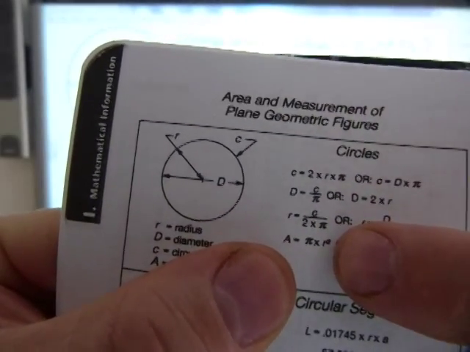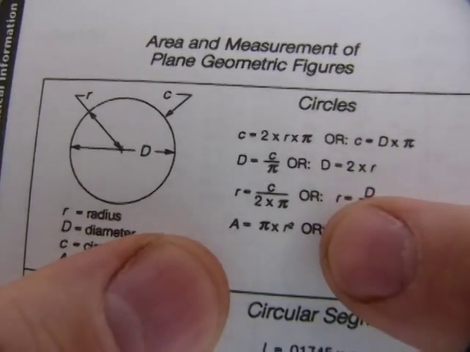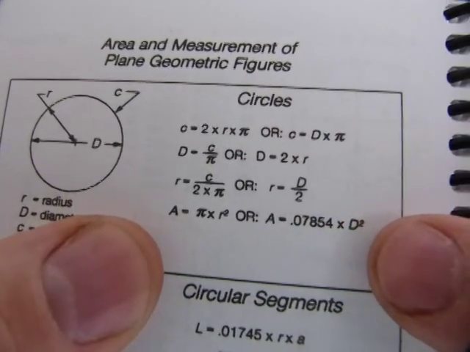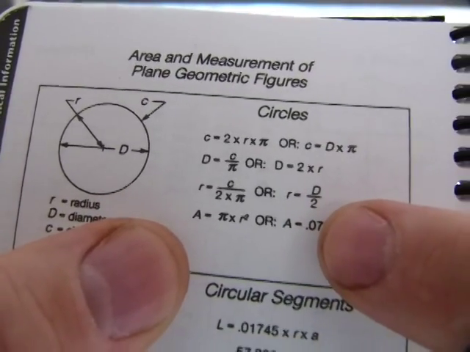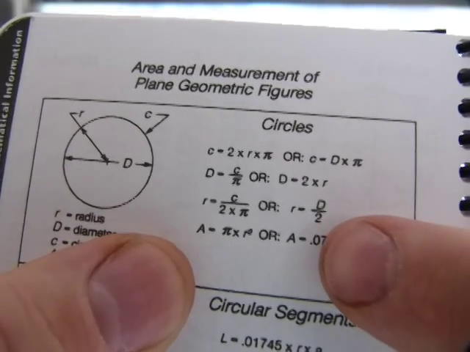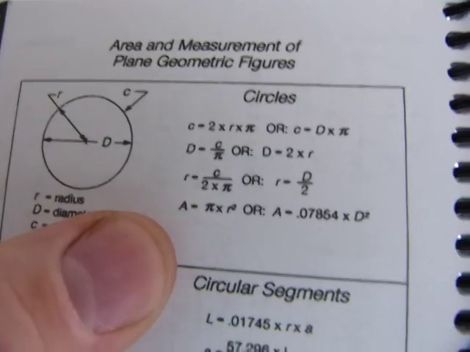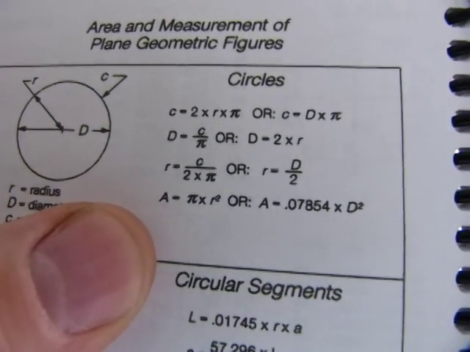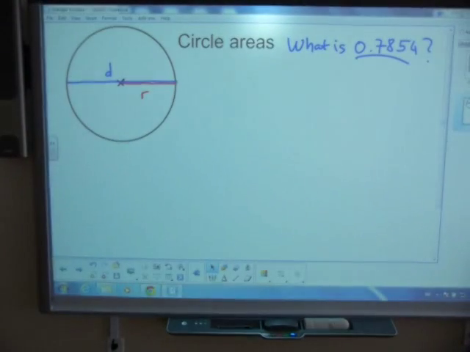Here is pi r squared that you might be familiar with from middle school. And there's another one featuring this number. Now notice right away that the decimal dot is either on the wrong spot, or that zero is a typo there, because the number is 0.7854 in this formula. Okay, so watch out for some of these typos. And I'm going to explain just what the heck is that number, and a couple of ways to calculate area of circles.